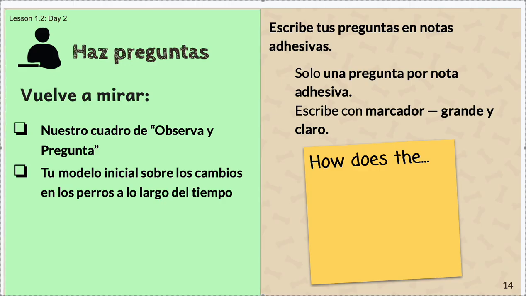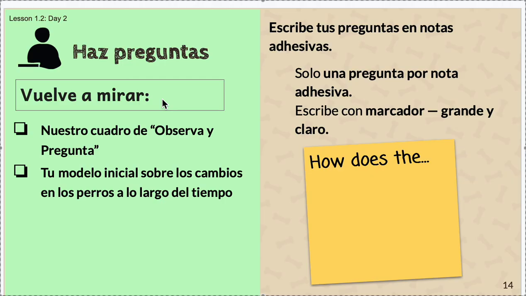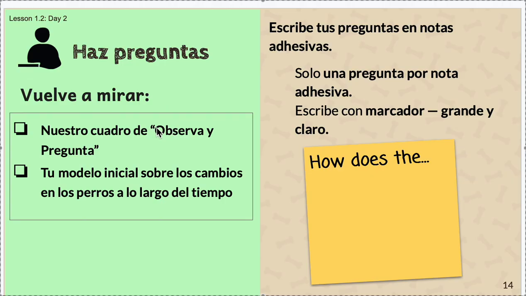Now, our task for today is to make a question. Haz una pregunta o haz preguntas, make questions. Things that you will need to look at is, again, your notice and wonder chart, observa y pregunta chart that is over by the STEM identity wall. Tu modelo inicial sobre los cambios en los perros a lo largo de tiempo. Tu modelo, your model, inicial, initial, so your initial model, sobre, about, los cambios, the changes en los perros a largo tiempo, in dogs after a long time.